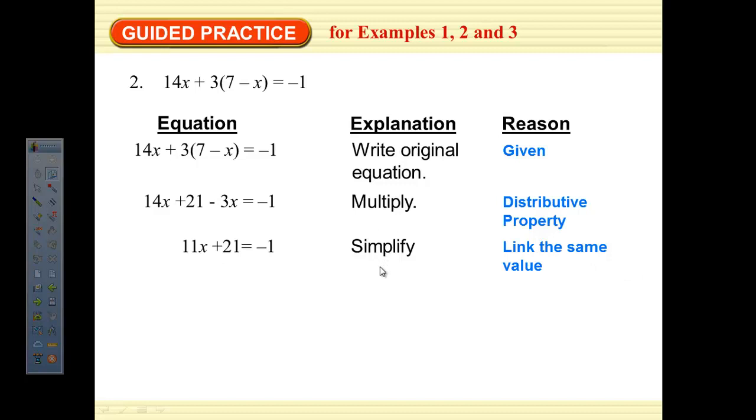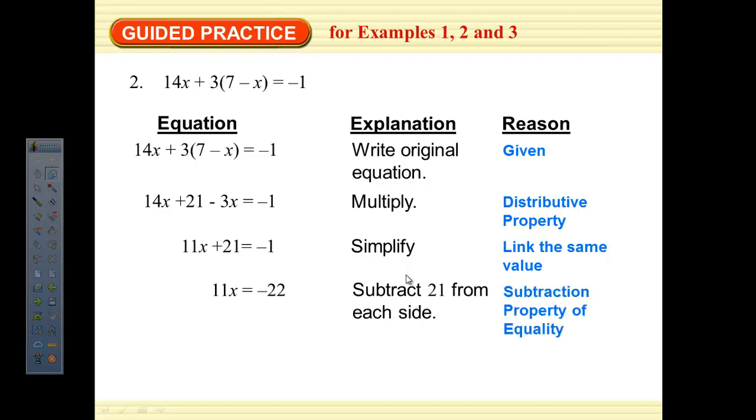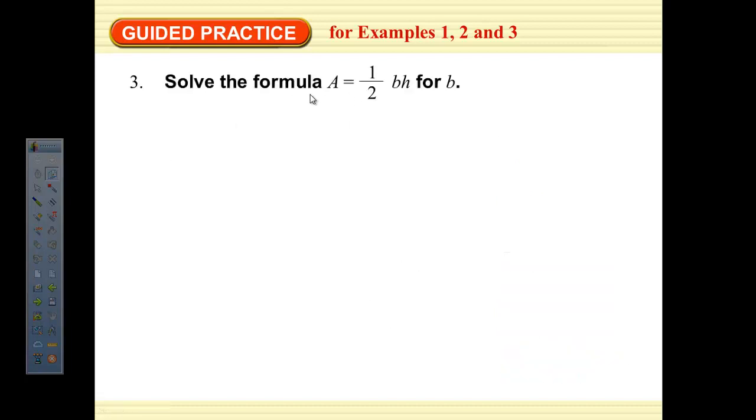Now we're going to subtract 21 from both sides. We end up with this. Subtraction property of equality. Dividing both sides by 11, we'll end up with our answer. And we use the division property of equality.